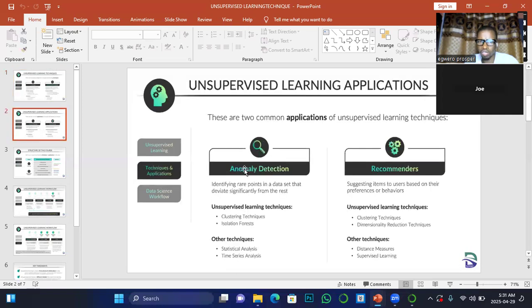Okay, so let's quickly talk about the unsupervised learning applications, since we talked about unsupervised learning techniques. There are two common applications of unsupervised learning techniques. Anomaly detection: identifying rare points in a data set that deviate significantly from the rest. That is called anomaly detection.